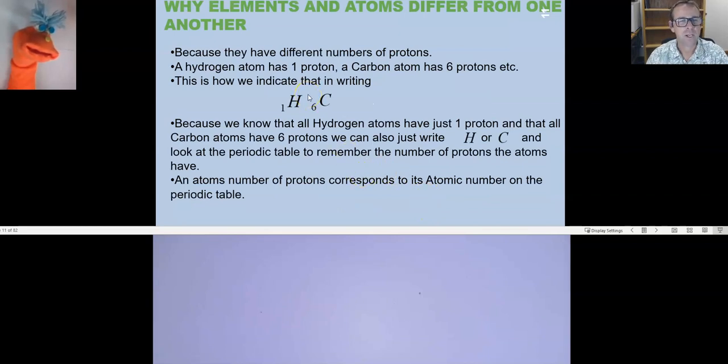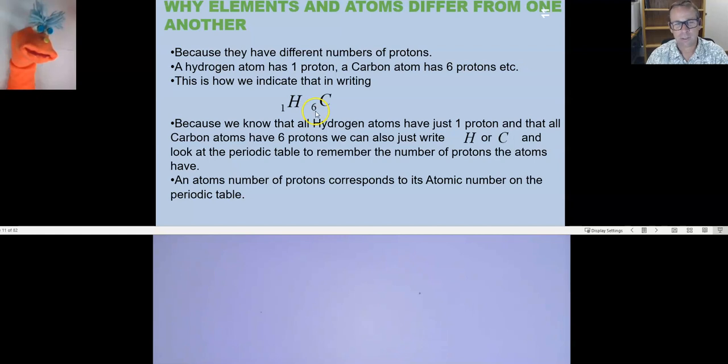All right, so why do elements or atoms differ from one another? It's because of the number of protons that they have. Hydrogen has 1 proton, carbon has 6 protons. Sometimes you'll see this number written down to the bottom left of the elemental symbol like that, and that's the way of telling you how many protons there are.